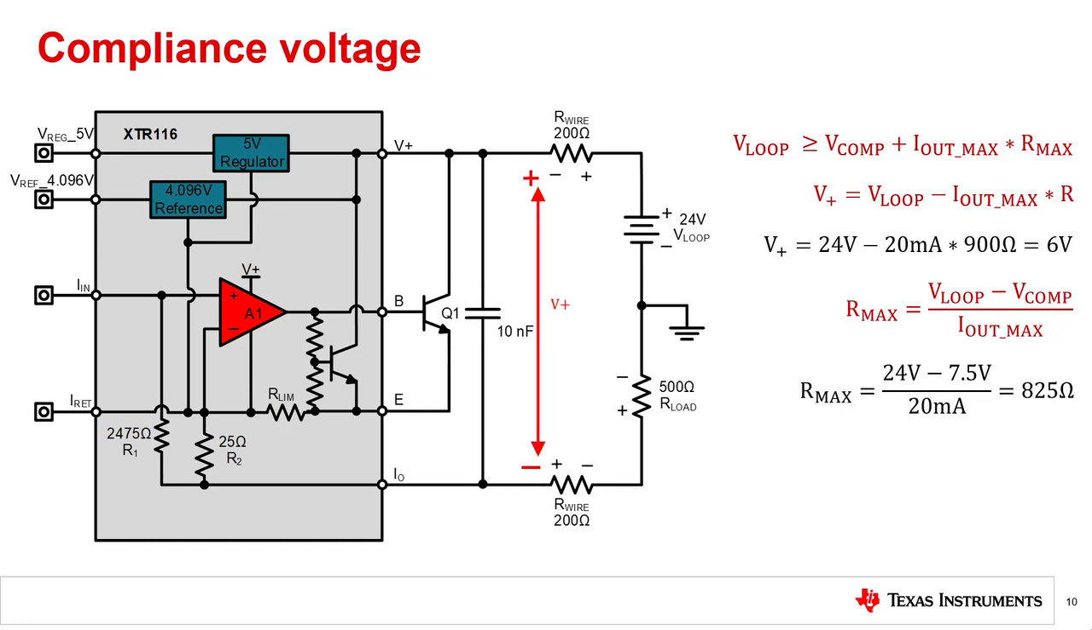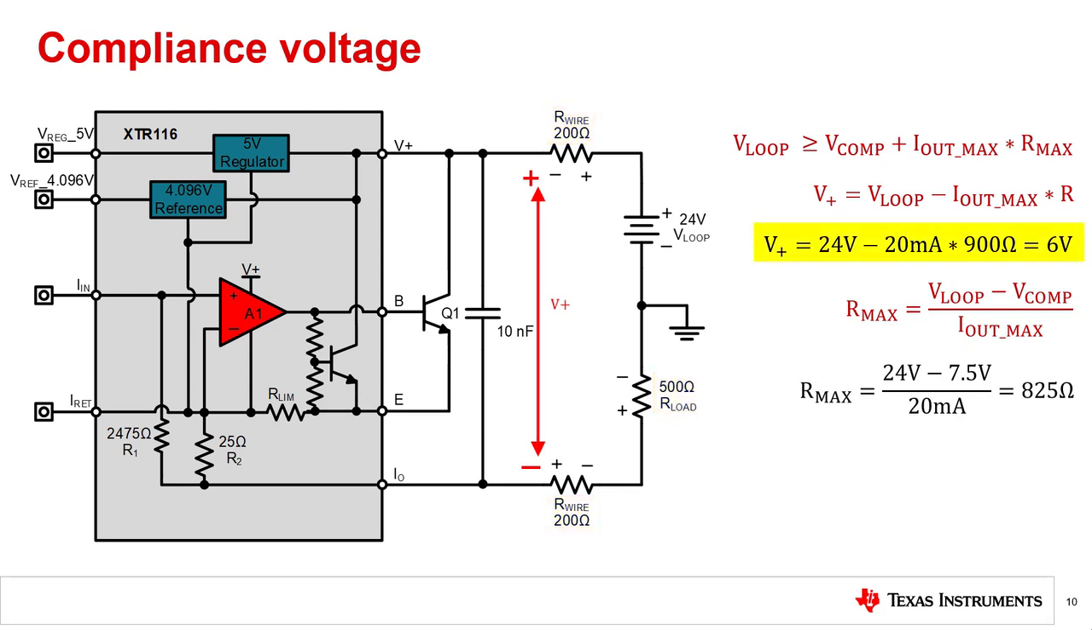Common voltage compliance issues come from long wiring distances, poor quality wires, multiple receivers, and a load that is too large. When testing, make sure the correct resistor value is used for the load. If the compliance voltage is not met, the output current of the transmitter will stop increasing. In the example here, there is a load resistance of 500 ohms and a total wiring resistance of 400 ohms.